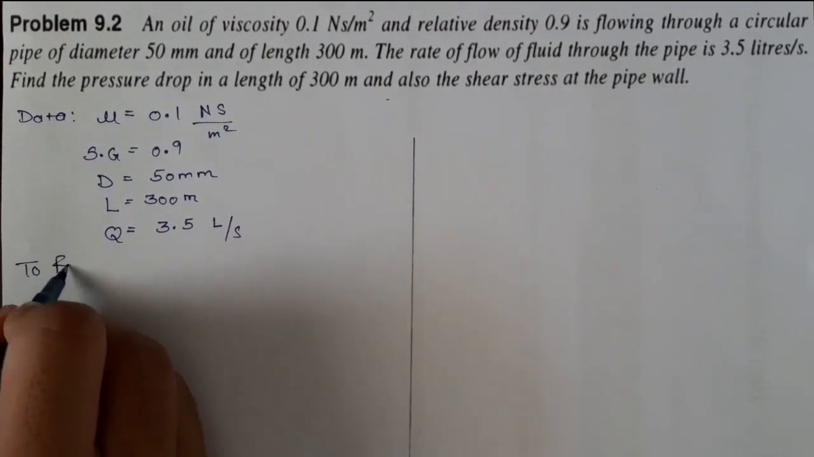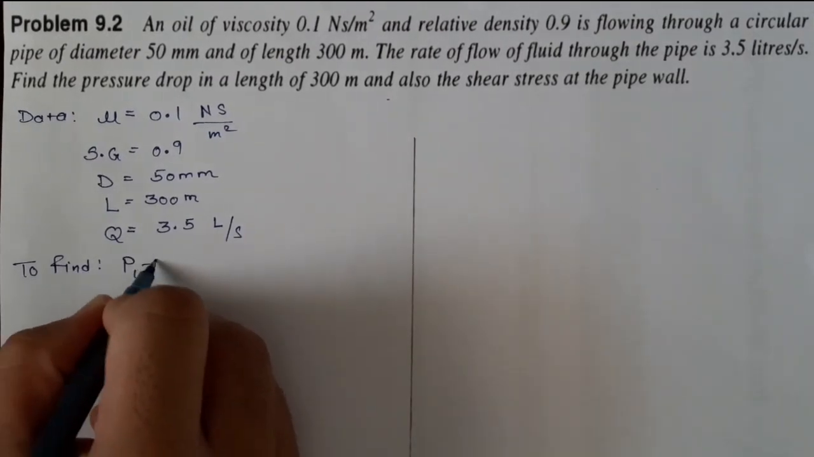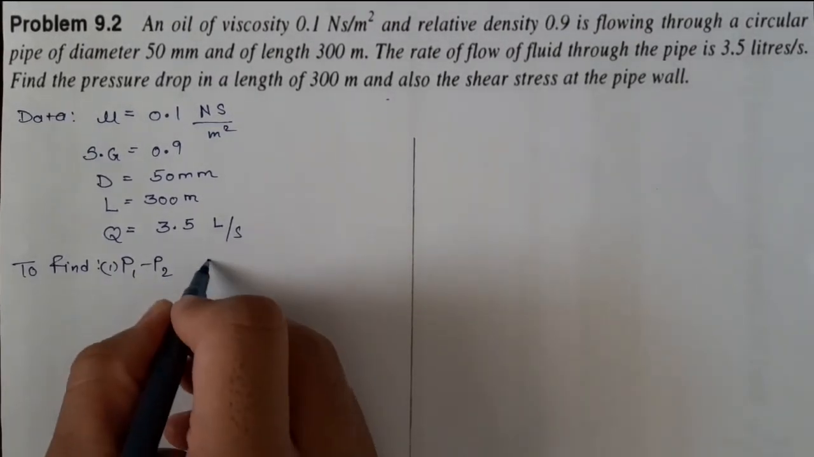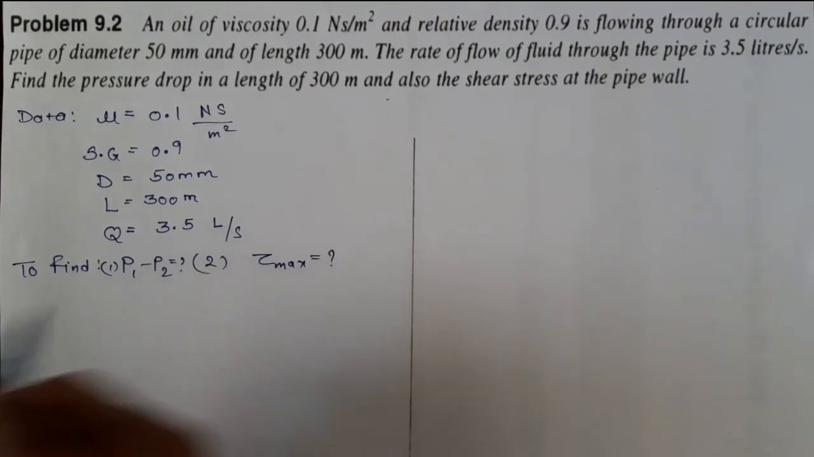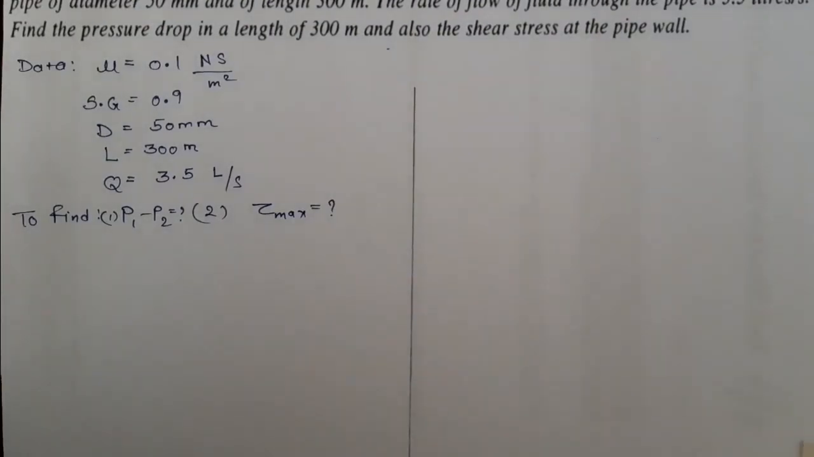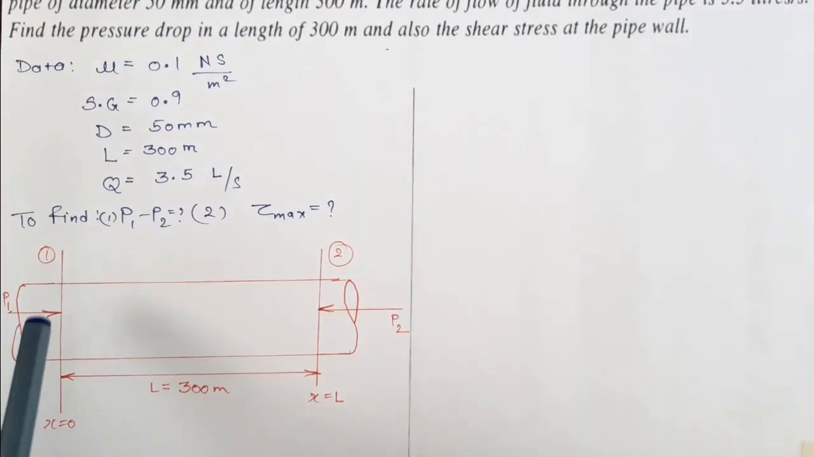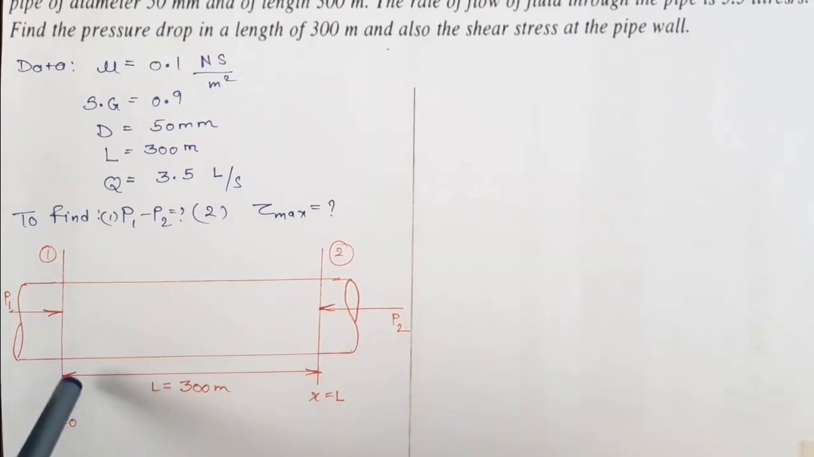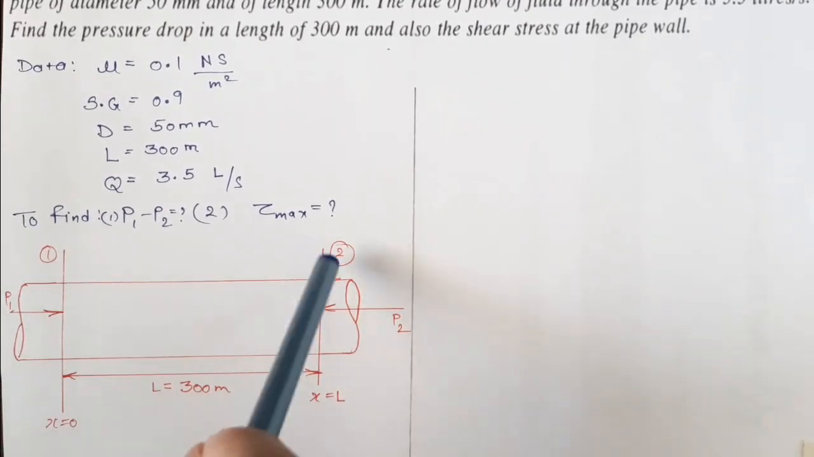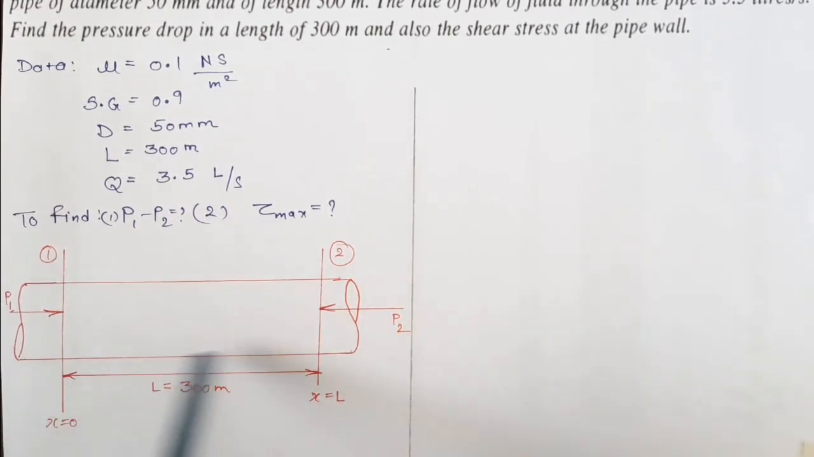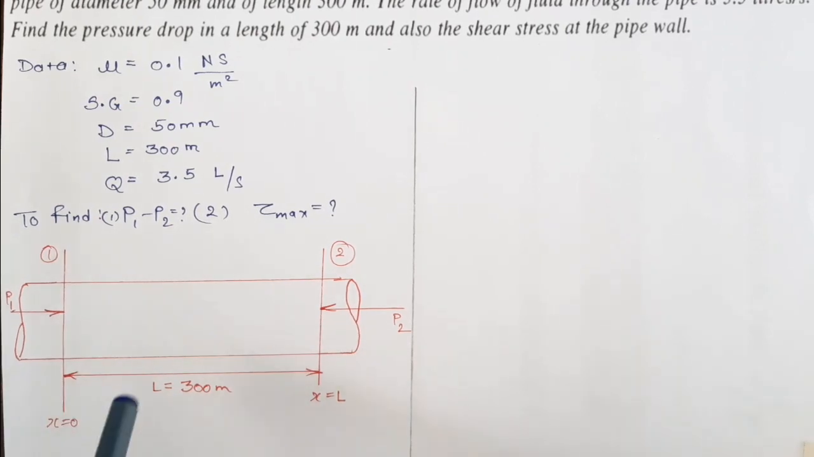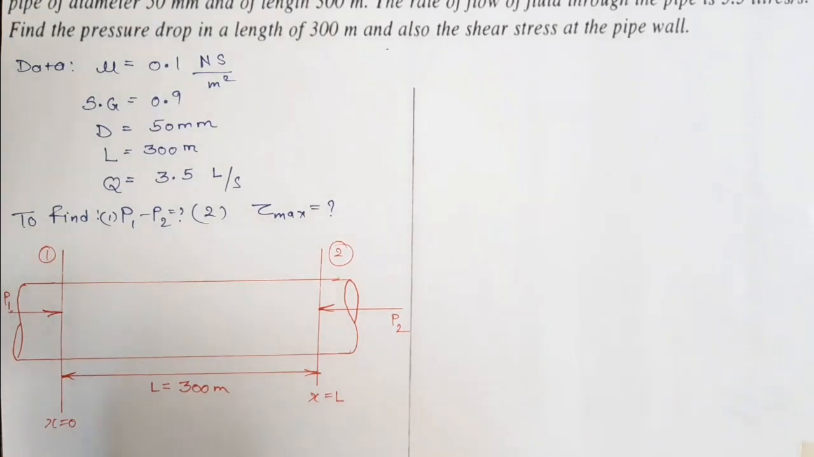To find P1 minus P2 and second, tau max. Okay, we have to find this. So here we have to find the pressure drop between these two sections, that is section 1 and section 2. The pressure at section 1 is P1 and the pressure at section 2 is P2. The length between these two sections, or the length of the pipe, is 300 meter. So now we will find P1 minus P2.